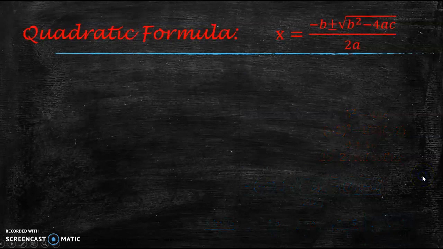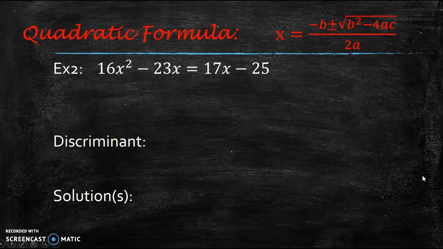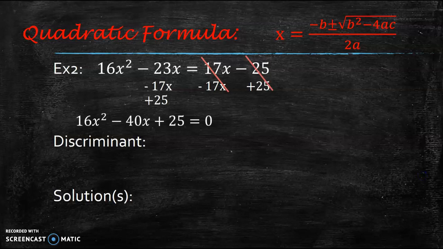All right, let's look at another example. In this example, we have 16x squared minus 23x equals 17x minus 25. Well, it is not equal to 0, so that is what we need to do first. We need to move everything on the right over to the left so that we can get it equal to 0. So we're going to subtract 17x from both sides, and we're going to add 25. That will let us cancel off the x here and the 25 there, and we will end up with the equation 16x squared minus 40x plus 25 equals 0.